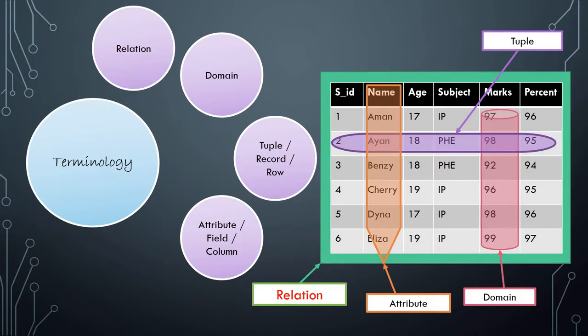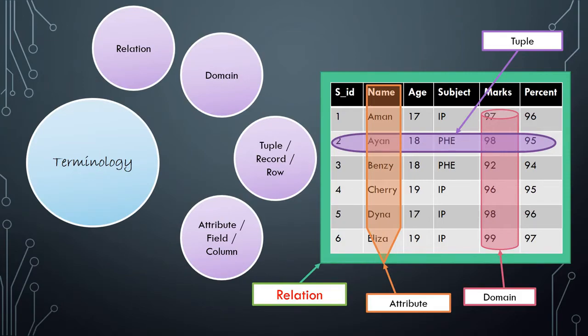I think these terms are pretty much clear to you. What is a relation? A table is known as a relation in RDBMS. The set of permitted values which form a particular column is known as domain. The horizontal ones, a record or a row in a table, is known as tuple. A vertical one, a column or a field in a table, is known as attribute.